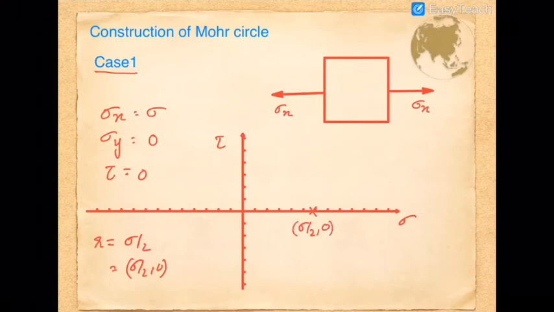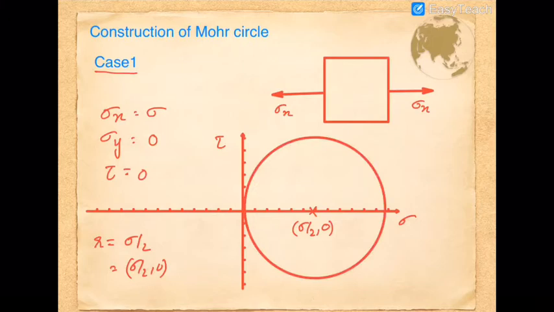Now take sigma by 2 in a compass and construct a circle with the center sigma by 2, 0. So this is sigma by 2 now. So this is the Mohr circle for this particular loading. Now if you want to find out the stress acting along an arbitrary plane which makes an angle theta with the vertical, we can construct it on the Mohr circle itself.